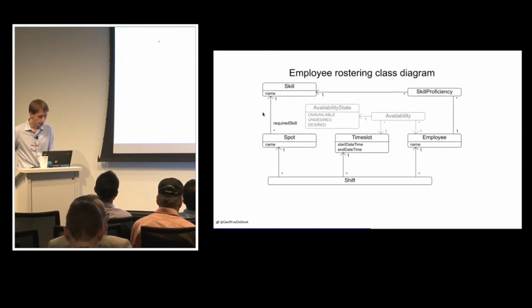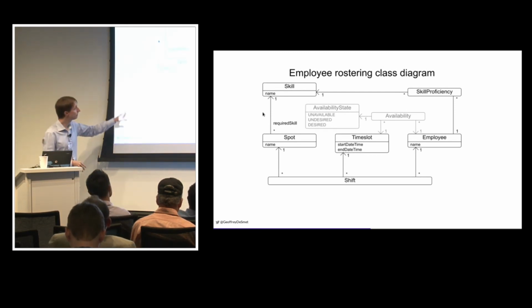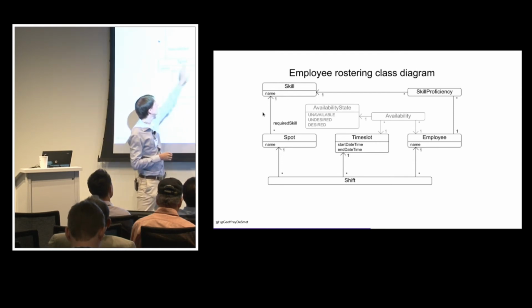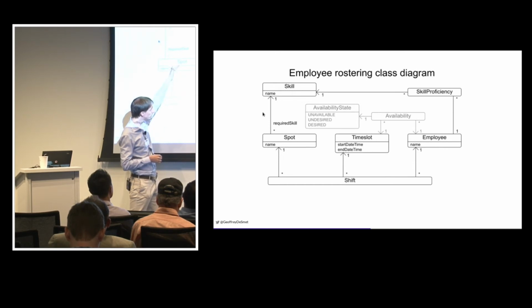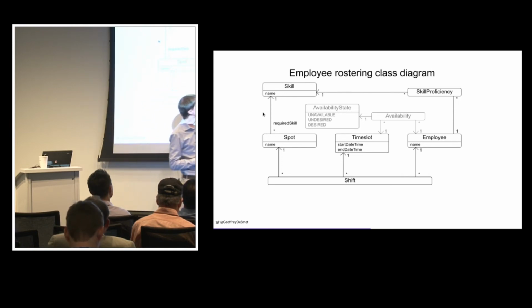Okay, so we need to define the constraint, the domain. You can see that the domain in this particular case is actually more complex. So a shift is assigned to a spot, a shift belongs to a spot. A spot belongs to a skill. A spot has a required skill. There's a relationship between skill and employees, so an employee has multiple skills. There's a time slot that a shift belongs to, and so forth.